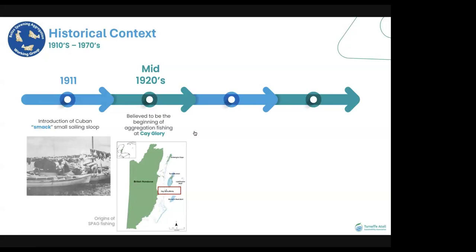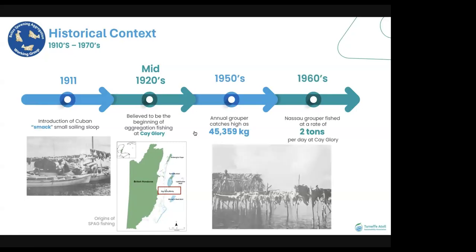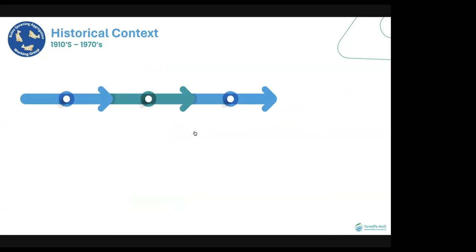Catches of Nassau grouper remain high throughout the 1950s, with annual catches of over 45 kilograms, and by the 60s it is documented that Nassau groupers were fished at a rate of 2 tons per day at Emily, and this was the most caught fish in British Honduras, which was the name of Belize pre-independence.